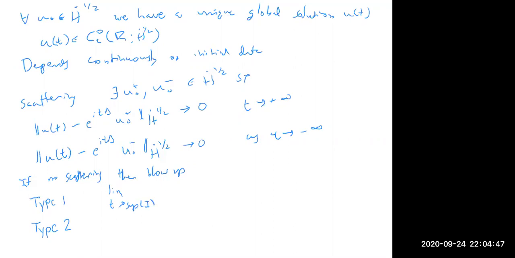So we have our maximal interval I, which is an open interval. Type 1 means the H dot s_c norm goes to infinity. And then if not, then you have type 2 blow up.